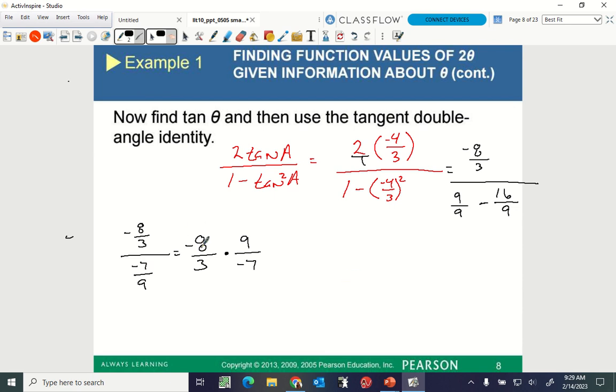However you want to do this, I have a negative and a negative. Those are going to become positive. And I have a 3 and a 9. Those could reduce. So I will reduce this to a 3. This canceled to be a 1. So I'm going to get 8 times 3 is 24 over 7. And it's positive because I had 2 negatives multiplying. Like that. Make sense?